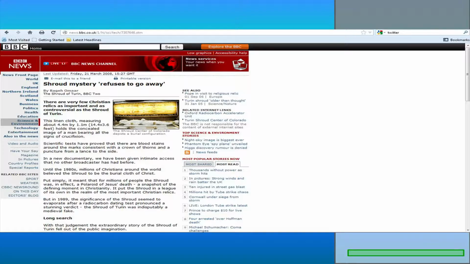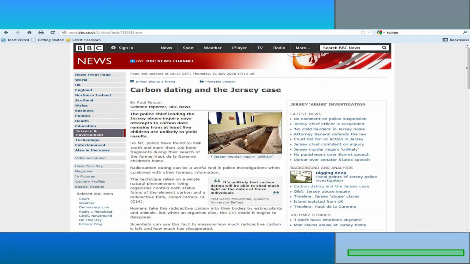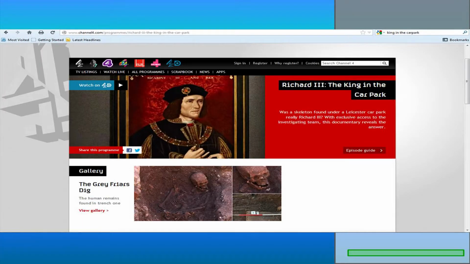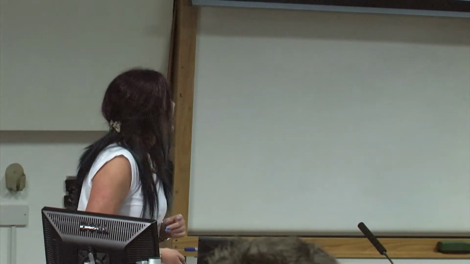With archaeological dating, you do sometimes have some cultural implications, and none more so than have been brought to light with the dating of the Turin Shroud. But the information that scientific dating can bring to the heritage sector is invaluable. At Zurich, we've dated the remains from the Haute de la Garenne Children's Home in Jersey. We've dated some king in a car park or something, low profile.